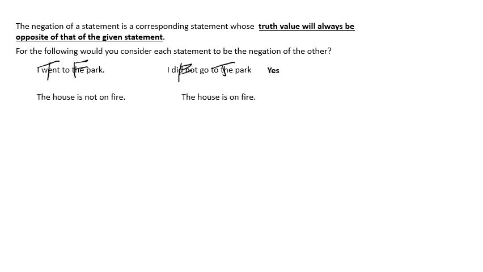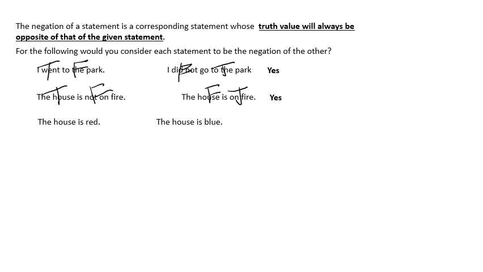Next one. The house is not on fire. The house is on fire. Negations? Just like the one above, yes. Because when the house is not on fire, this is true, but then this one's false. When this one's false, the house is on fire, so it's true, opposite truth values.